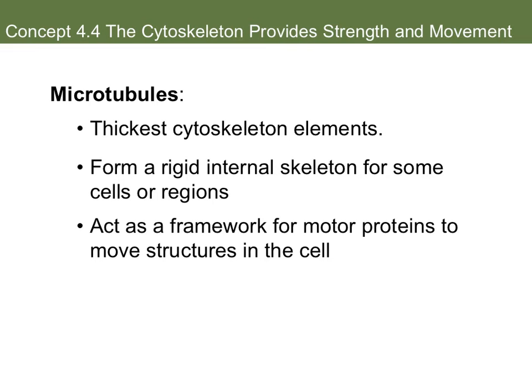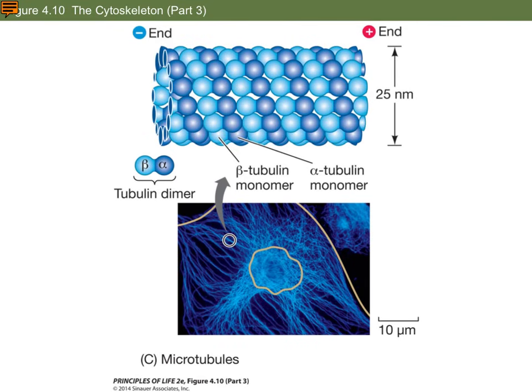The last cytoskeletal element that we're going to talk about are microtubules. These are the thickest cytoskeleton elements. They form a rigid internal skeleton for some cells or specific regions, and they act as a framework for motor proteins to move structures in the cell. In this picture, the microtubules are stained in blue, and you can see that they have a negative and positive end, meaning that they do show dynamic instability. So these can grow and shrink depending on the needs of the cell.